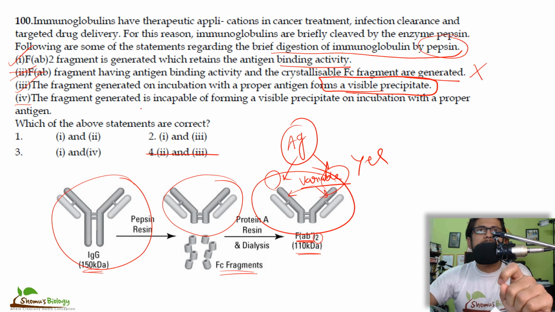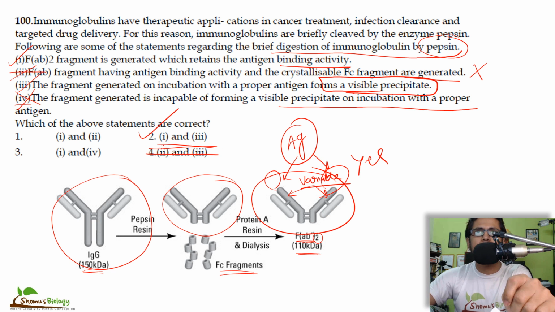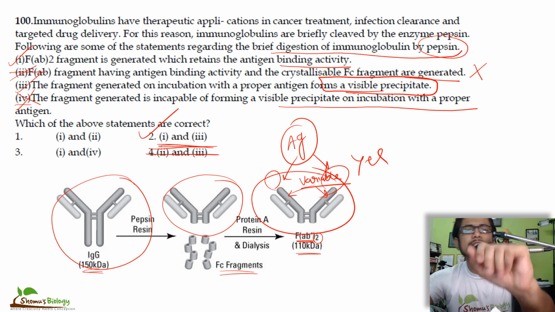Now look at the 4th one. The fragment generated is incapable of forming a visible precipitate on incubation with a proper antigen. So obviously if 3 is true, 4 must not be true. So 1 and 3 both are true, so option 2 is the correct one, with 1 and 3 both present here. So this is what you know.